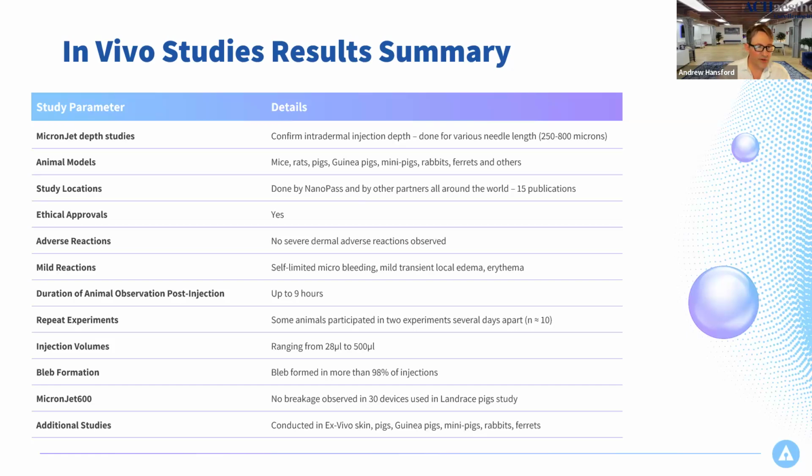The duration of observation post-injection could be up to 9 hours, but that would technically depend on the product you're using as well. You've got repeat experiments, injection volumes, bleb formation. For example, 98% of injections will actually form a bleb. With the MicronJet 600, we have no leakage observed in 30 devices, and additional studies in vivo, guinea pigs, and various animals.